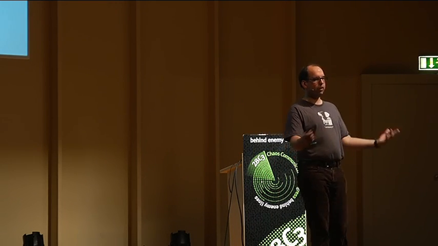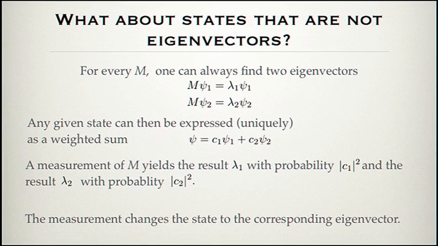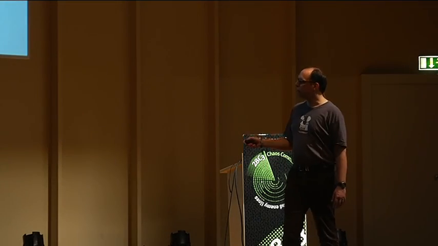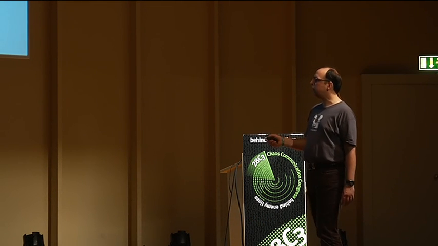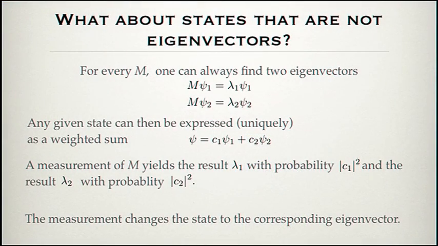Okay, so that was the case when I have eigenvectors, but not every vector is an eigenvector, right? But in the more difficult situation, there's hope in terms of the spectral theorem, and that tells you whenever I have some M, I can always find two such eigenvectors. There are always psi 1 and psi 2 and corresponding numbers, lambda 1 and lambda 2, such that these are eigenvectors. And then the most general state can always be expressed uniquely as a weighted sum of these two eigenvectors. So these are the two eigenvectors, psi 1, psi 2, and I multiply them by some weight, by some number, and then add them, and every psi I can write in such a way for the correct values of C1 and C2.